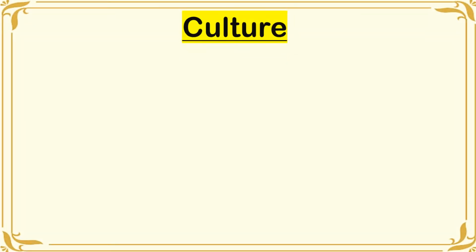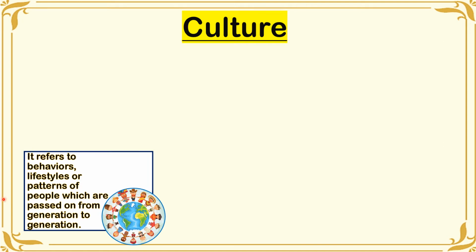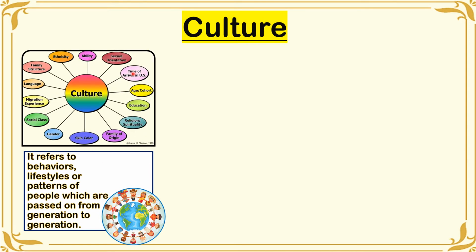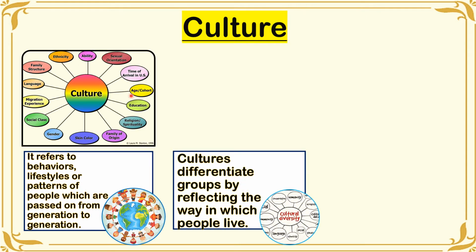Please open your books on page 47. So, culture refers to behaviors, lifestyles, or patterns of people which are passed on from generation to generation. Culture also talks about sexual orientation, time of arrival in the US, age, education, religion or spirituality, family of origin, our skin color, our gender, social class, migration experience, language, family structure, ethnicity, and our ability. Cultures differentiate groups by reflecting the way in which people live because culture is diverse.